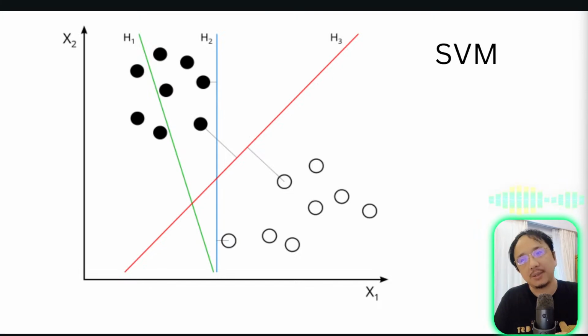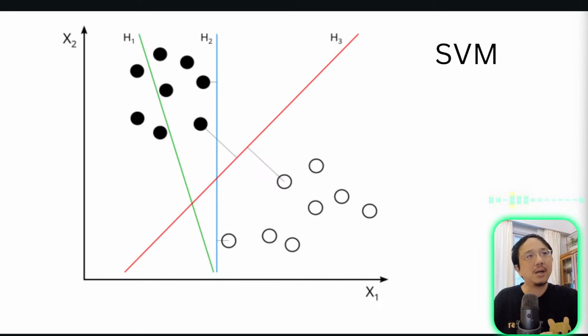What you see on the screen is a diagram to illustrate how support vector machine works. Specifically, we are talking about the linear SVM. It is kind of like linear regression and logistic regression. It uses a linear function to separate the two classes to do the classification.